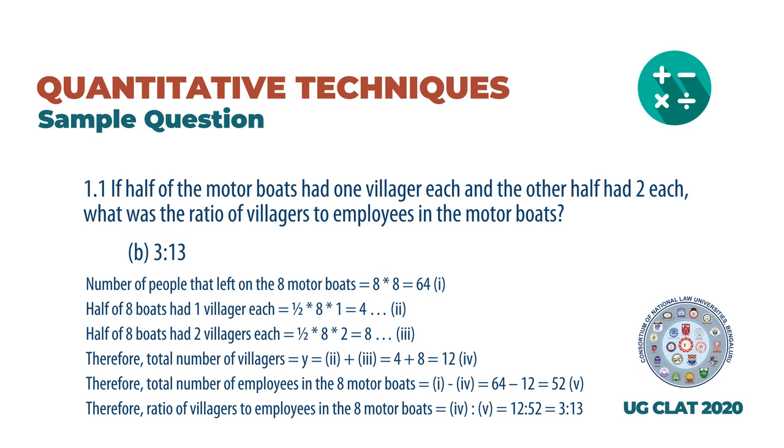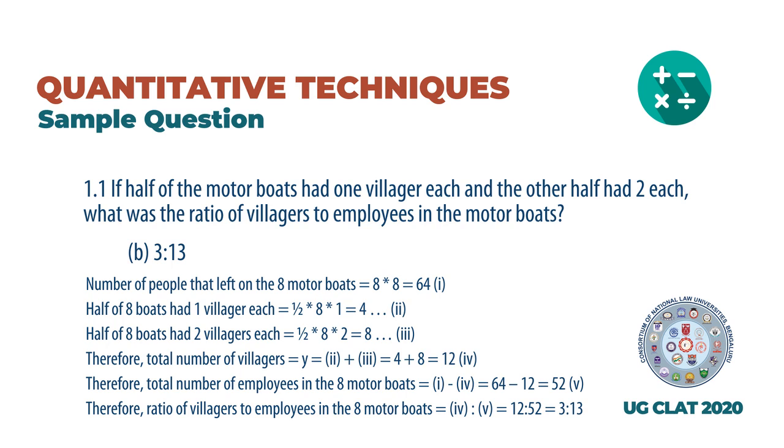Half of 8 boats had 2 villagers each, which is half multiplied by 8 multiplied by 2, which is equal to 8. Let's call this calculation 3. Therefore, the total number of villagers, that is y, is calculation 2 plus calculation 3, which is equal to 4 plus 8, which is 12. Let's call this calculation 4.